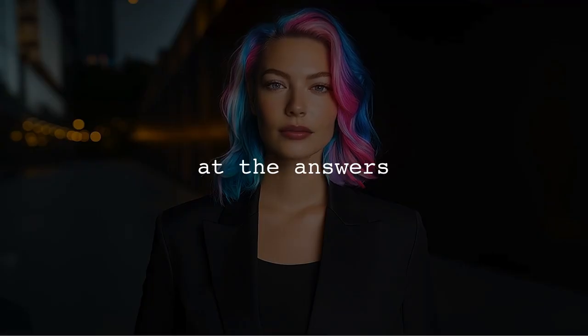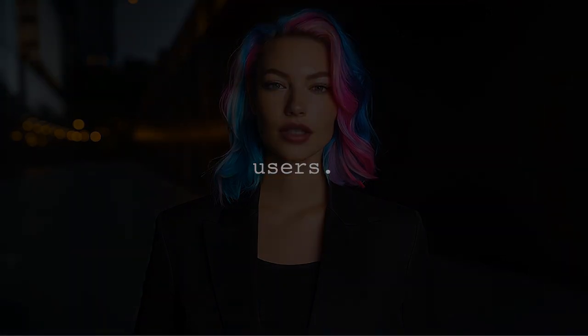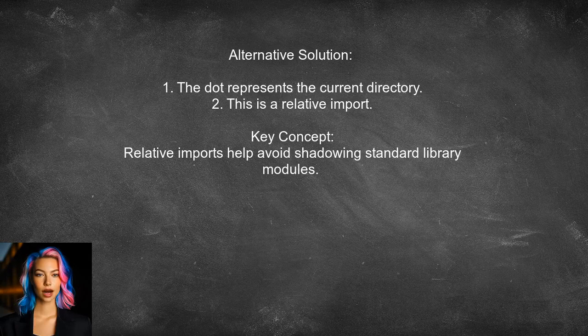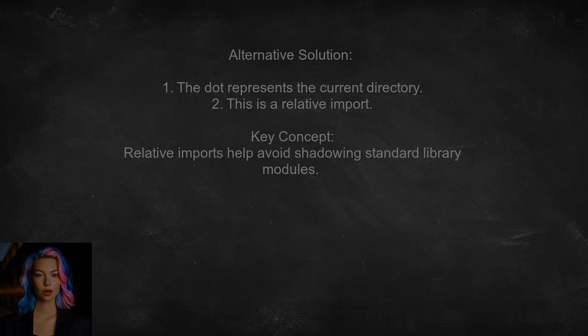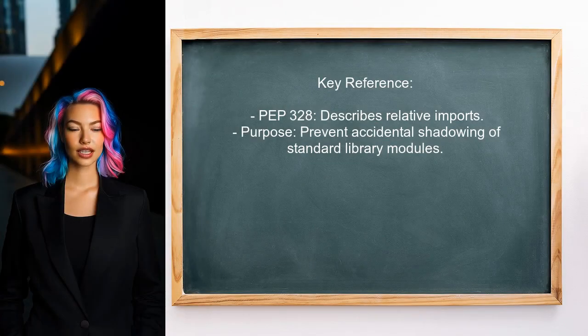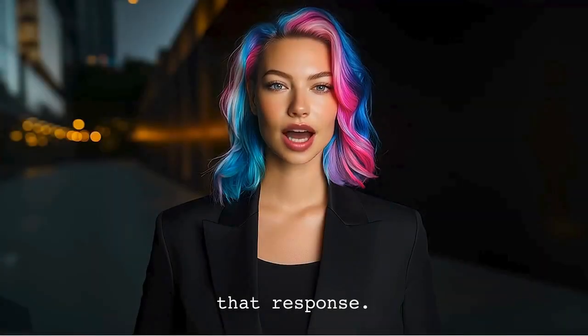Now let's look at the answers provided by other users. This user explains that the dot in the import statement refers to the current directory or module of the file you are working with. This type of import is known as a relative import. They also mention that PEP 328 outlines the rules for relative imports, explaining how the syntax was designed to prevent confusion with standard library modules. That's all for that response.